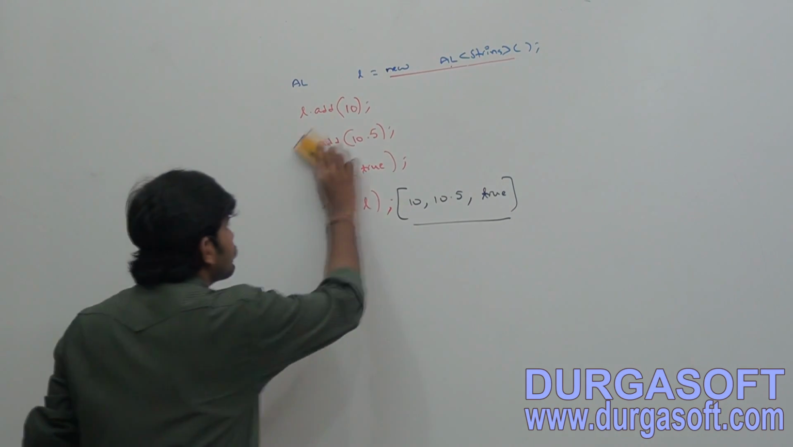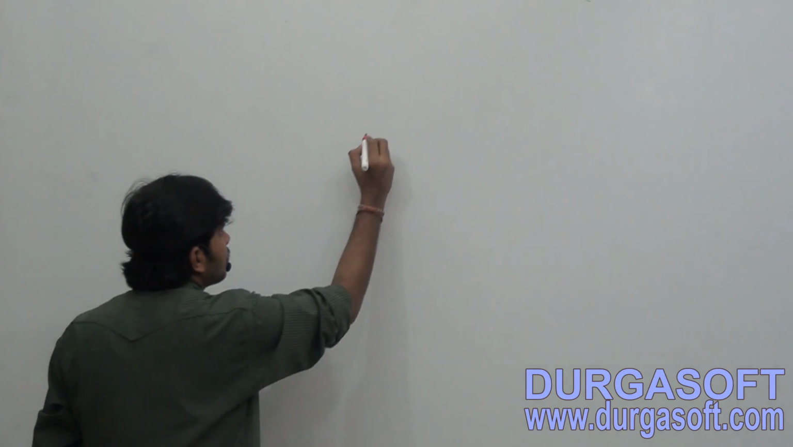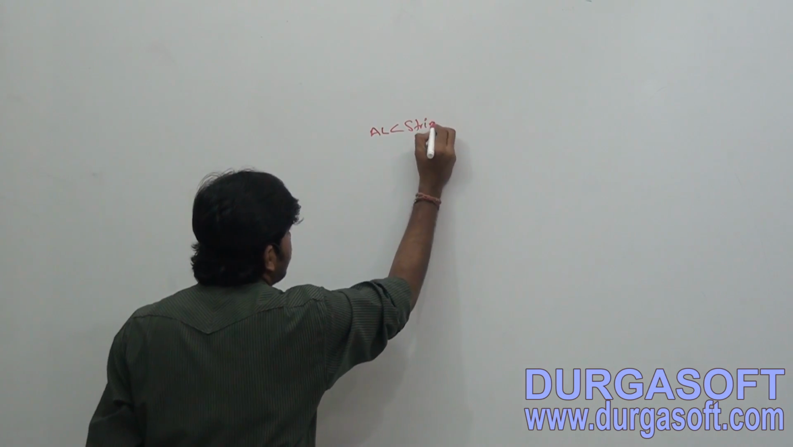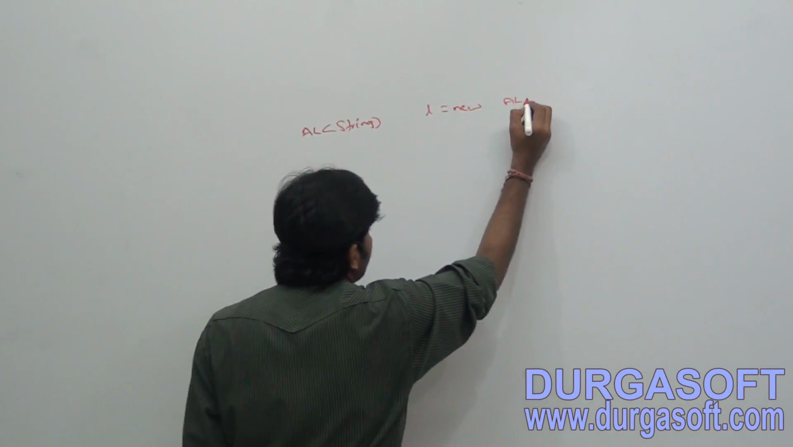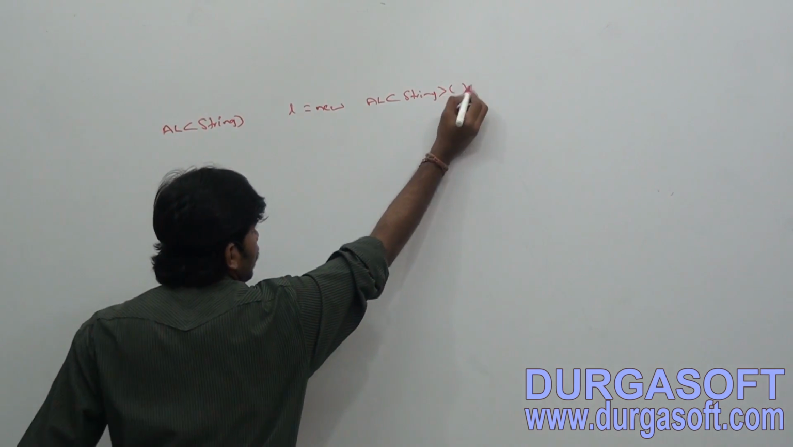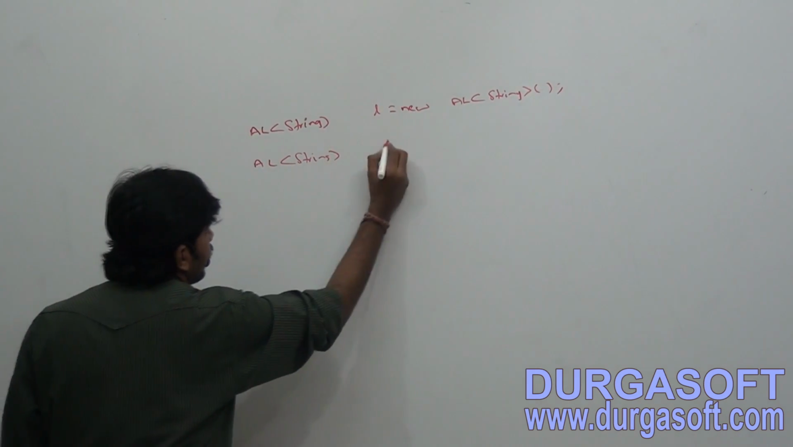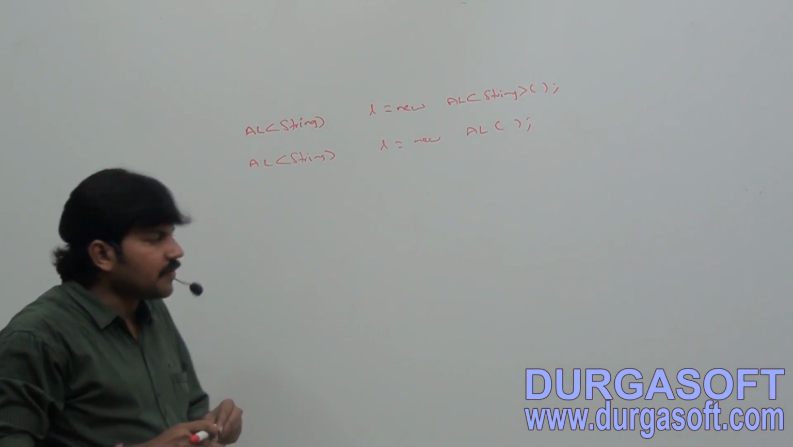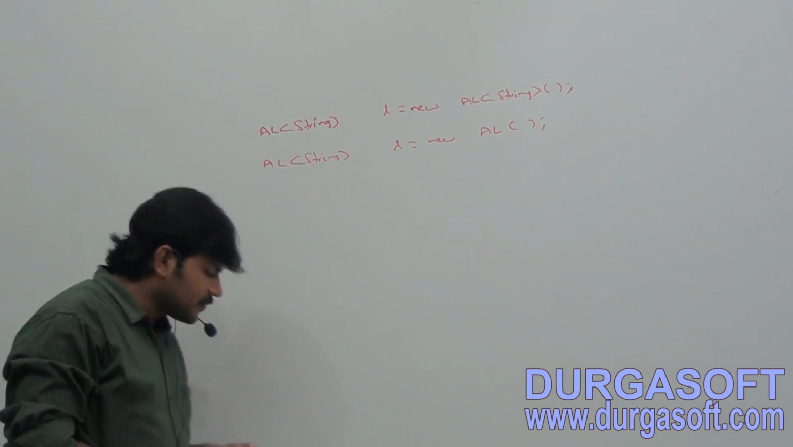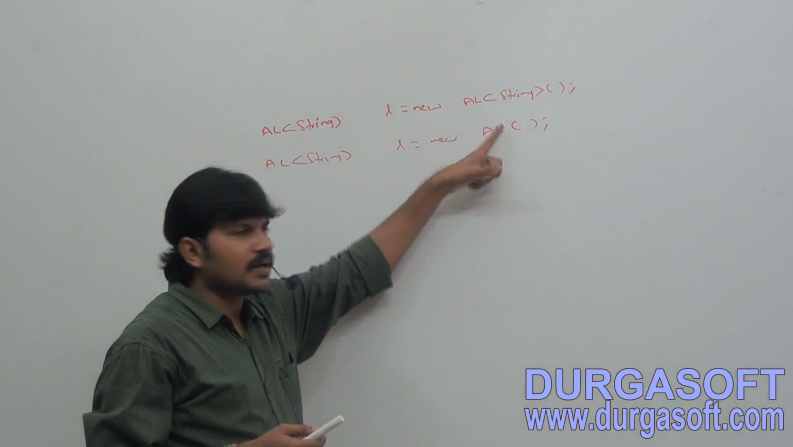Okay, next one. Another example I will take. Sir, can you tell whether these are equal or not? You have to decide. ArrayList of String L is equal to new ArrayList of String. ArrayList of String L is equal to new ArrayList. Sir, can you tell both are equal or not? Yes, because at runtime, whether you are taking it or not taking it, no problem.